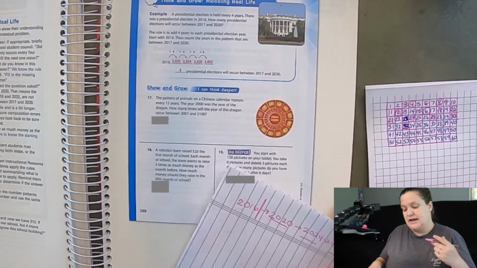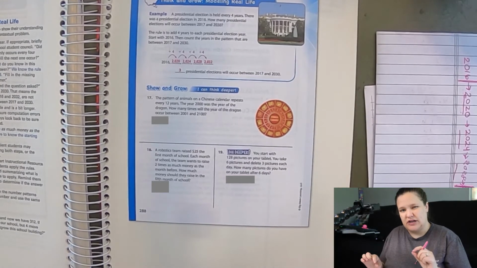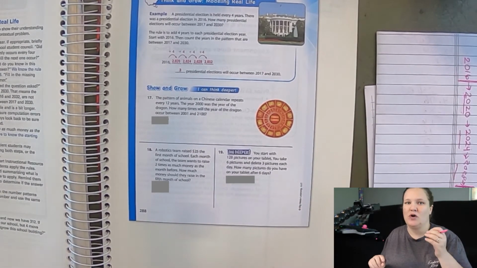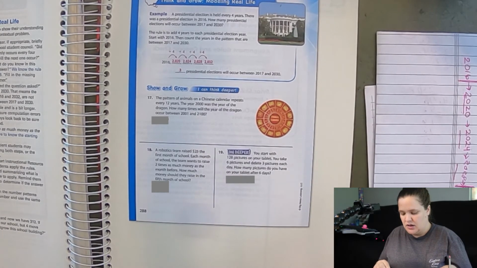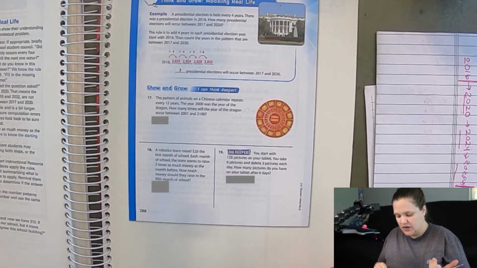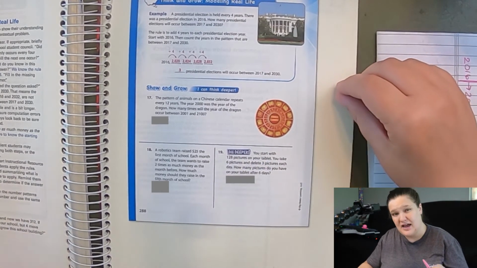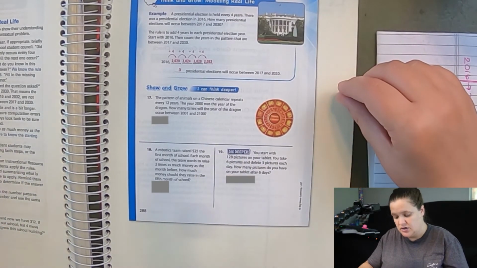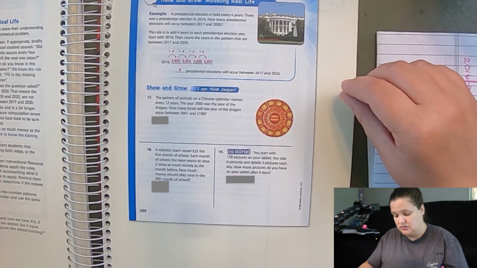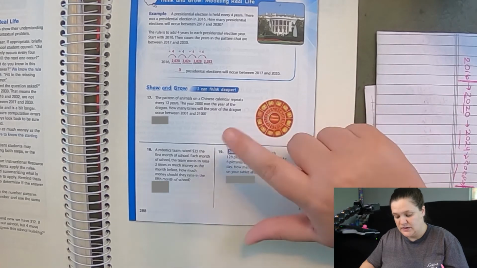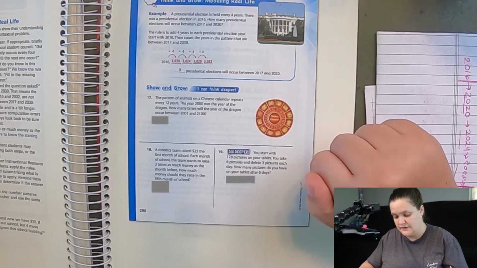All right, so make sure in your word problems you're looking for those key points, those key numbers that tell you what your rule is going to be. The pattern of animals on the Chinese calendar repeats every 12 years. So your rule is plus 12. The year 2000 was the year of the dragon.